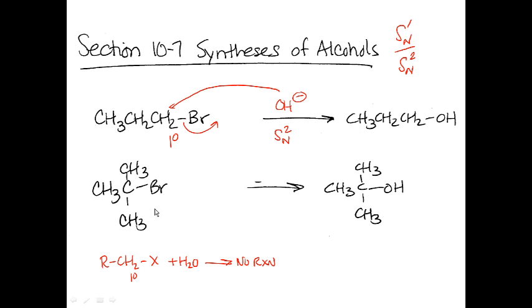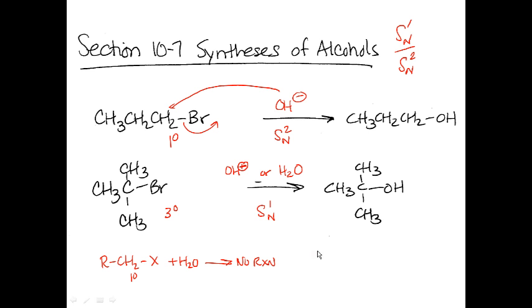Now, what would I use to convert a tertiary bromide to a tertiary alcohol? Well, this actually can only go by SN1 because it's a tertiary halide. And so I could use either hydroxide or water for that reaction. The water would be our solvolysis reaction, and hydroxide would be a strong nucleophile. Either one would work. So for primary alkyl halides, I have to use hydroxide. For tertiaries, I could use either.